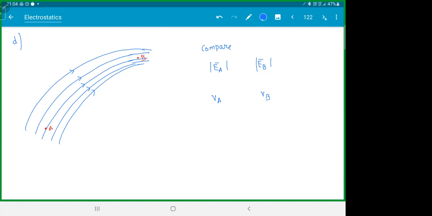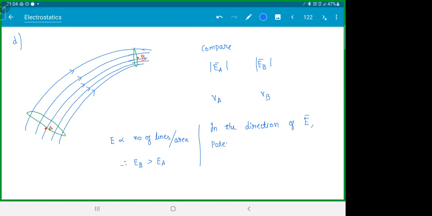See, what is the electric field definition? The number of lines per unit area, right? E is proportional to the number of lines per unit area. Therefore, EB is greater than EA. What about the potential? Remember, we wrote a definition. In the direction of field, the more you travel, the potential decreases. So when you're going from A to B, what will happen? VA is greater than VB. Easy?